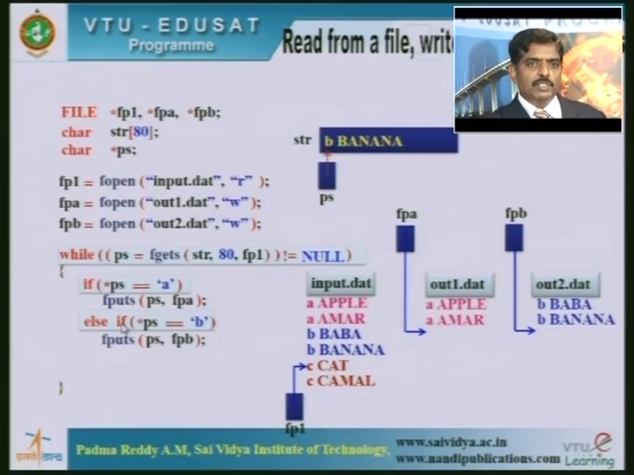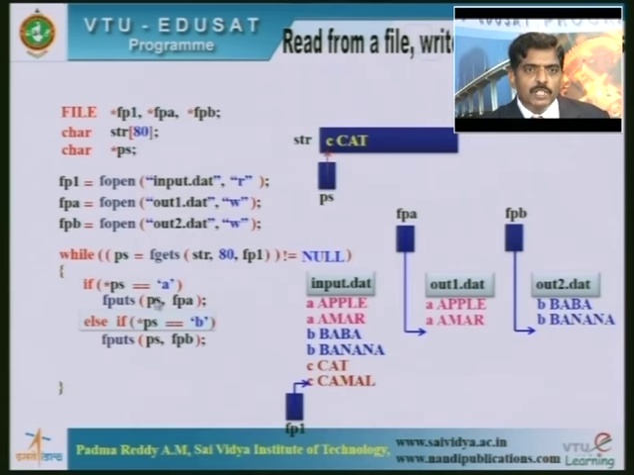Now after executing this, again control goes back. Now tell me, if I execute this, where does the pointer point now? FP1 points to C cat. So that should be read and it will be copied to STR. So C cat is read and copied to STR. Now where does PS point? C. Is PS pointing to A? No.